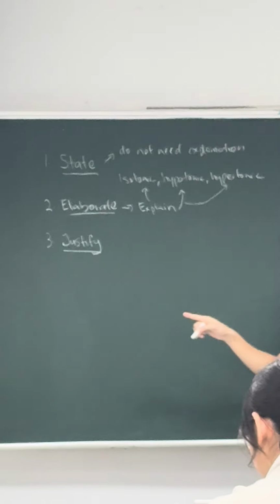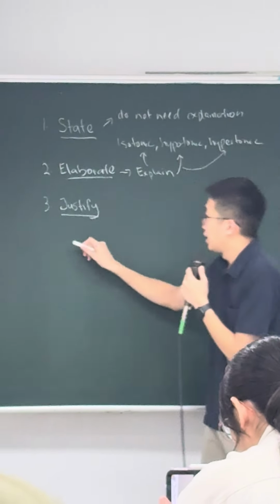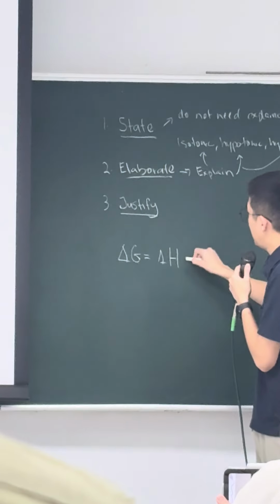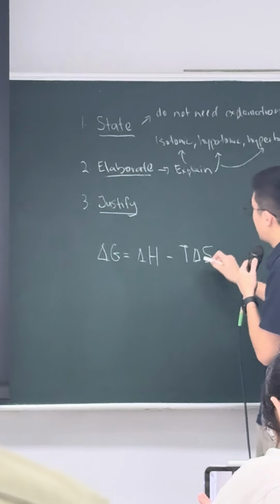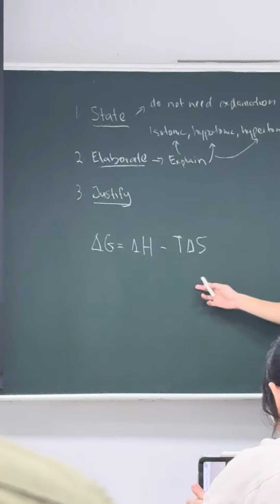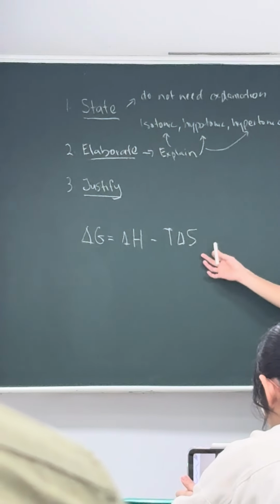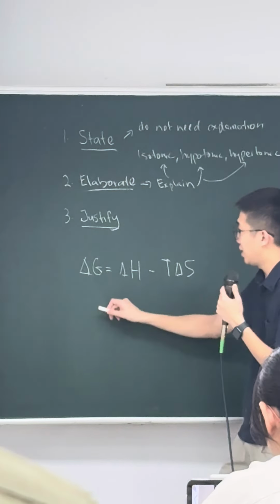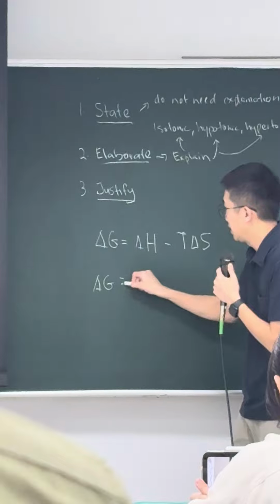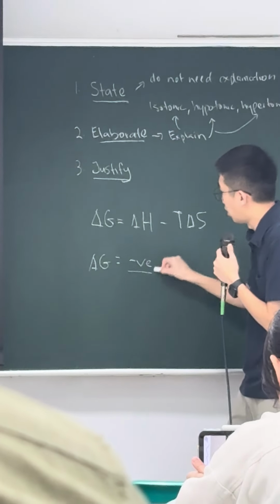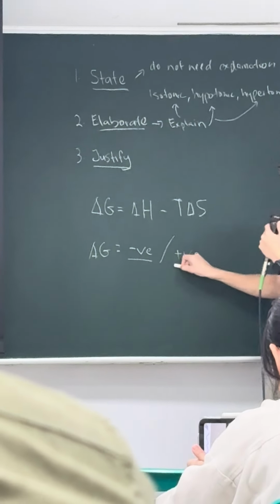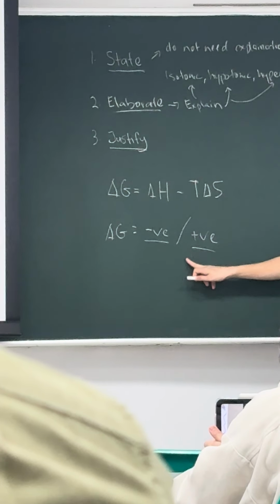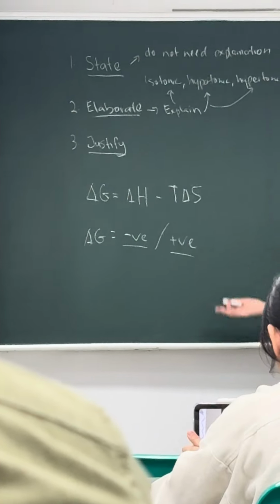justify. Okay? So let's say you are given Gibbs energy, delta H minus T delta S. We know this is Gibbs free energy. I will not give this in the examination. You need to memorize the equation. Let's say you calculated the value, and the value is negative or positive. The question will ask, justify your answer. So from this answer, you need to explain.